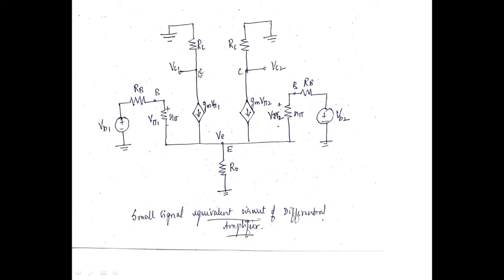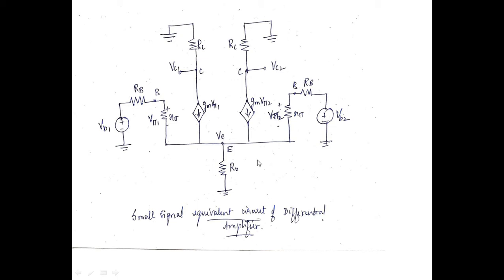The voltage at collector 1 is given by Vc1, and the voltage at collector 2 is given by Vc2, and the other end of both the collector resistors has been grounded. Now let us look at the analysis of the differential amplifier. I'm going to consider a node over here, and the voltage at this node is represented by VE.